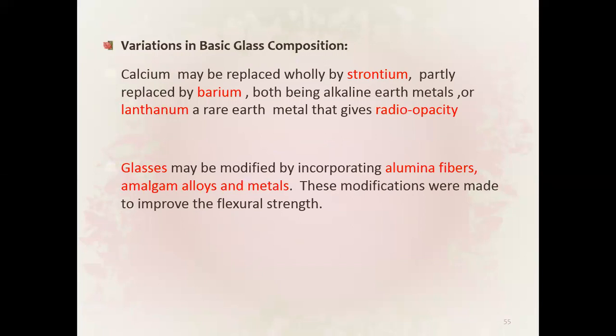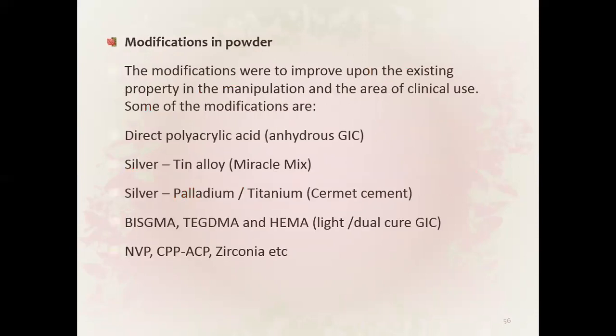Then variations in basic glass compositions. Calcium may be replaced wholly by strontium, partly by barium, both being alkaline earth metals, or lanthanum, a rare earth metal, that gives radiopacity. Glasses may be modified by incorporating aluminum fibers, amalgam alloys, and other materials. These modifications were made to improve the flexural strength.